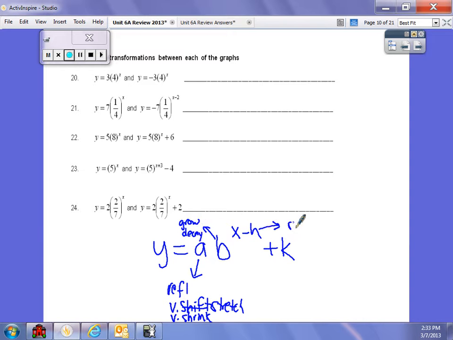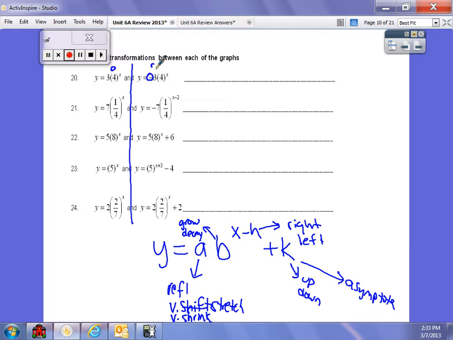The H tells you moving to the right or left. And the K tells you whether you're moving up or down. And K is also, if you forgot, your asymptote. So if we look at the first one, the only change that occurred from original, because these are all the originals and these are the new, the only change that occurred was the negative, so it's just a reflection over the x-axis.